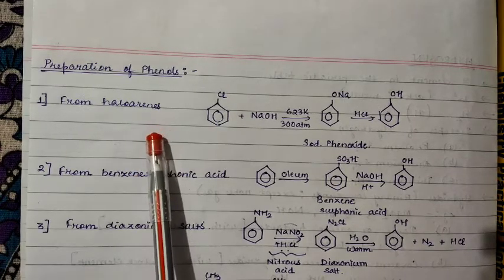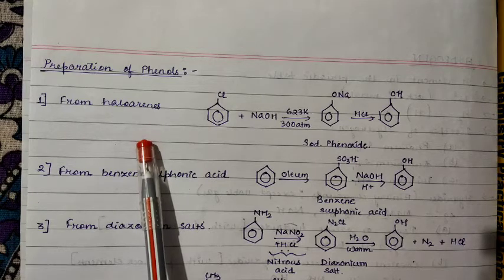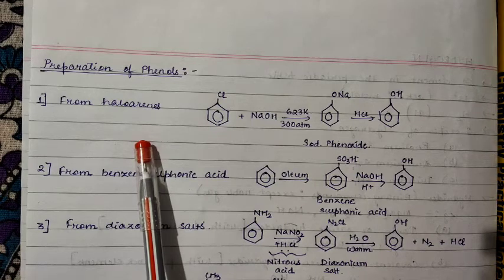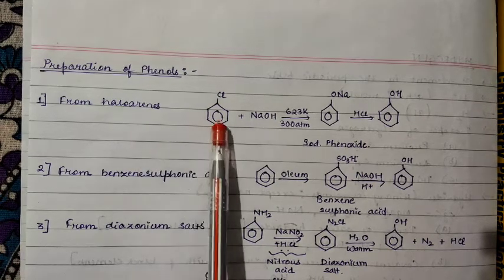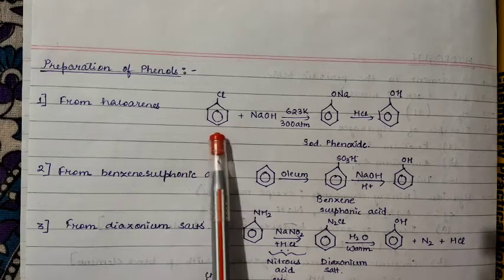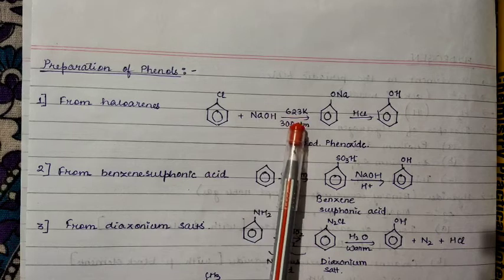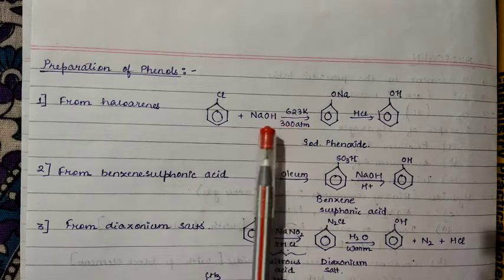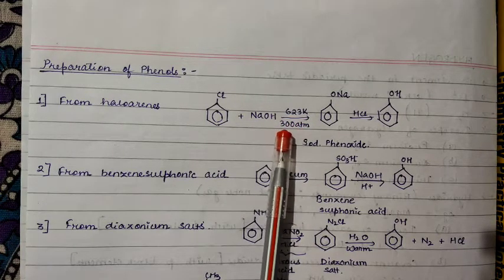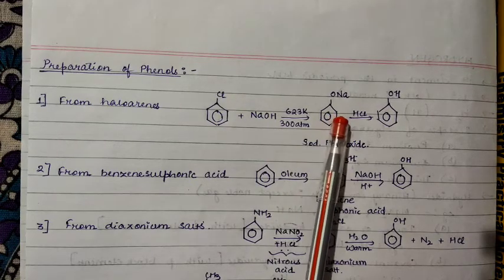So haloarenes, the meaning of haloarene is that a benzene ring is there where one hydrogen is replaced by a halogen. In such a case we get a haloarene. For example, we have taken here chlorobenzene. Clear? So chlorobenzene, when you treat it with sodium hydroxide at a temperature of 623 Kelvin and at a pressure of 300 atm, that is atmospheric pressure, you will get sodium phenoxide.